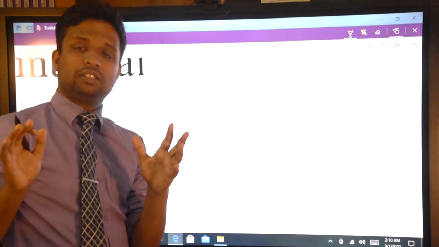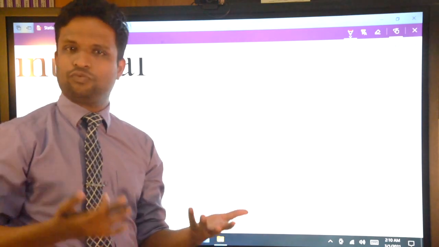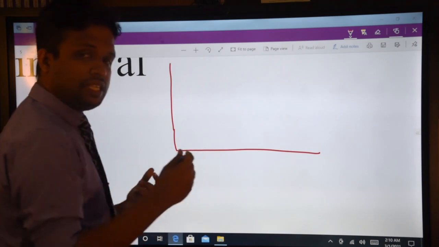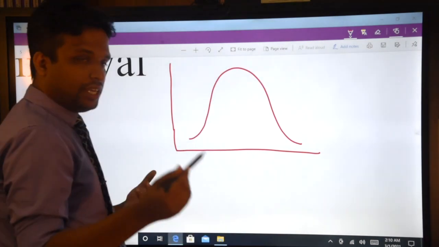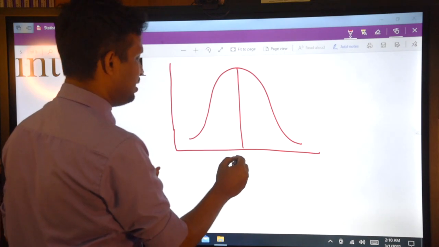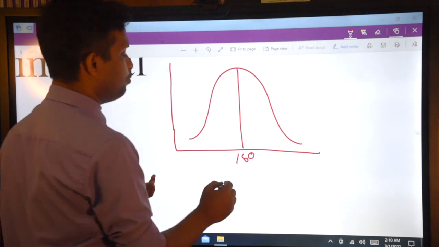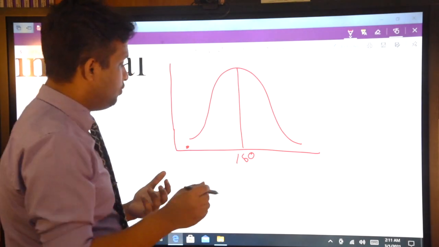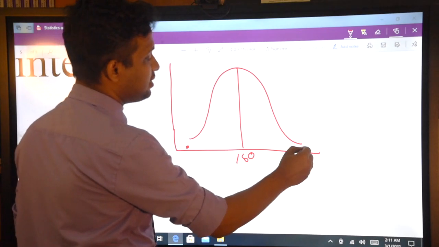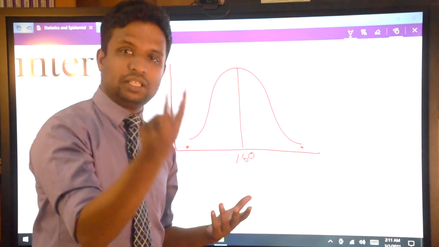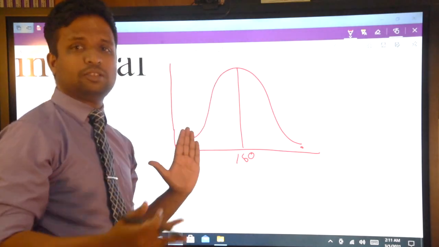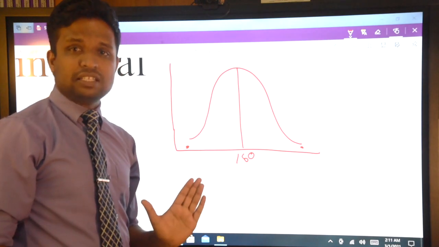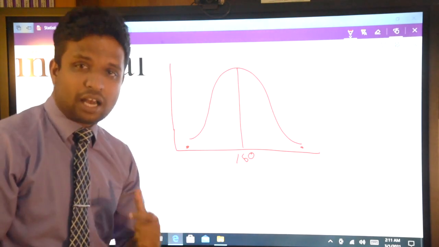We will start with the distribution of height of individuals. Assume that this is the population distribution, where the mean height is, say, 160 centimeters. At this end you will have the individual with the lowest height and at this end the tallest individual. This is the population distribution. Confidence interval has nothing to do with this population distribution; it is related to the sampling distribution.